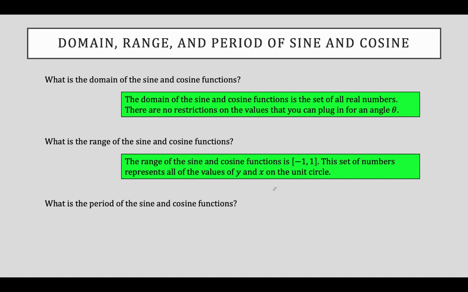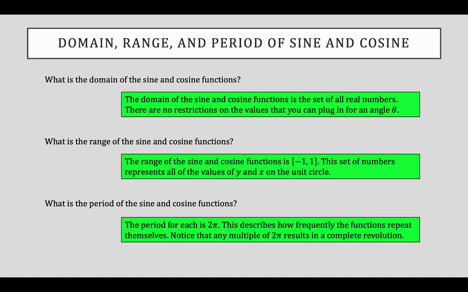What is the period of the sine and cosine functions? All right, here's a new term, period. This means how long does it take for the function to repeat itself? And in the case of sine and cosine, the period is 2 pi. This describes how frequently the function repeats. Notice that any multiple of 2 pi results in one complete revolution. All right, so hopefully that makes sense. Notice that if we have an angle that's going to be greater than 2 pi, if I complete 2 pi, I end up exactly where I started with on the unit circle. Same thing if I were to complete 4 pi or 6 pi or any other multiple of 2 pi. Those are all going to give us complete revolutions.